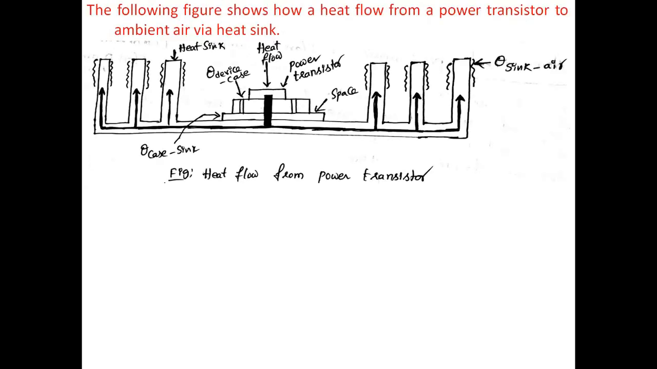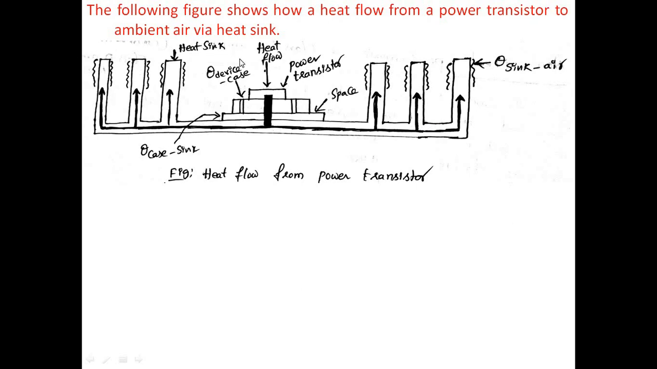Now this is the basic working. Whenever you use the power transistor, whatever power dissipation takes place, whatever heat is generated, this is the heat flow. This is the case, and you normally call it a heat sink. This power transistor can dissipate the heat in all directions, and the heat will be uniformly distributed.